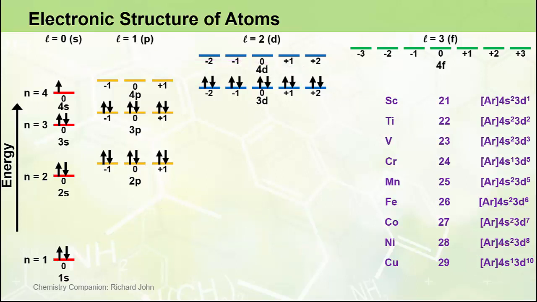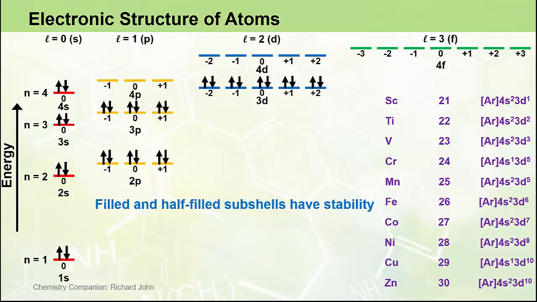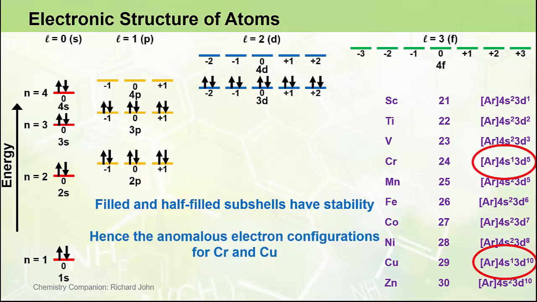So finally, we can go on and add a 30th electron, which would go into the 4s subshell, being the lowest energy subshell available. And we get the electron configuration for zinc, number 30, as the argon core 4s2 3d10. And so we're back on track as far as what we would expect from the filling of subshells in the orbital diagram according to the Aufbau principle. So filled subshells and half-filled subshells have an inherent added stability, and they are therefore responsible for these anomalous electron configurations that we see for chromium and copper.